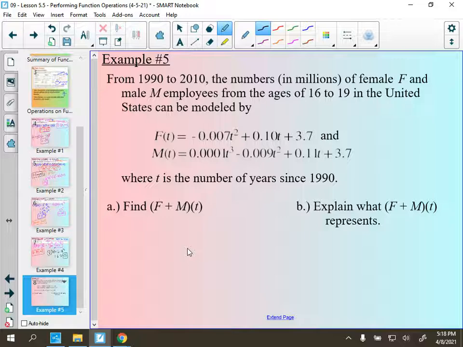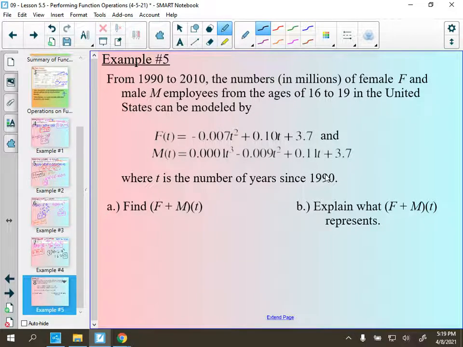From 1990 to 2010, the number in millions, so we're talking huge numbers here, of female and male employees from the ages of 16 to 19 in the United States can be modeled by 2 models. F is for female, M is for male, ages 16 to 19 in the US. So this top function right here, F, I know the decimals and negatives are craziness, f of t equals negative 0.007 t squared. The t is the number of years since 1990.